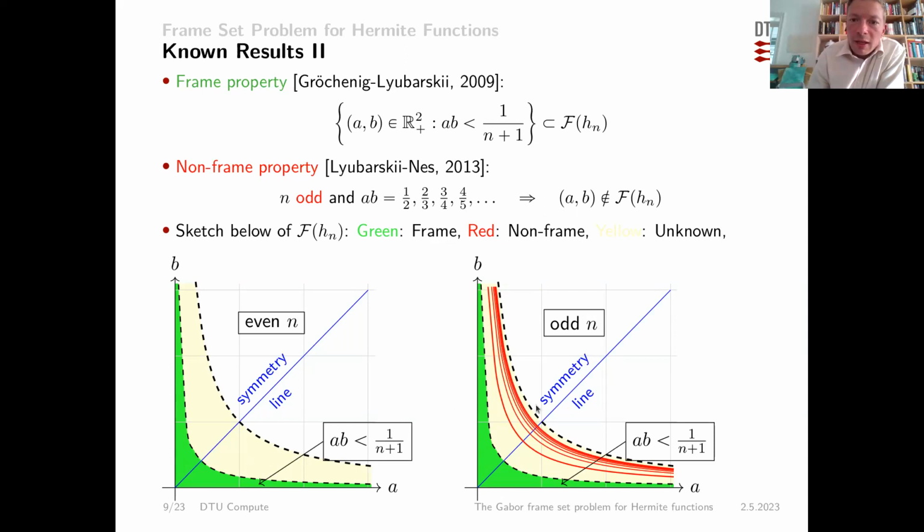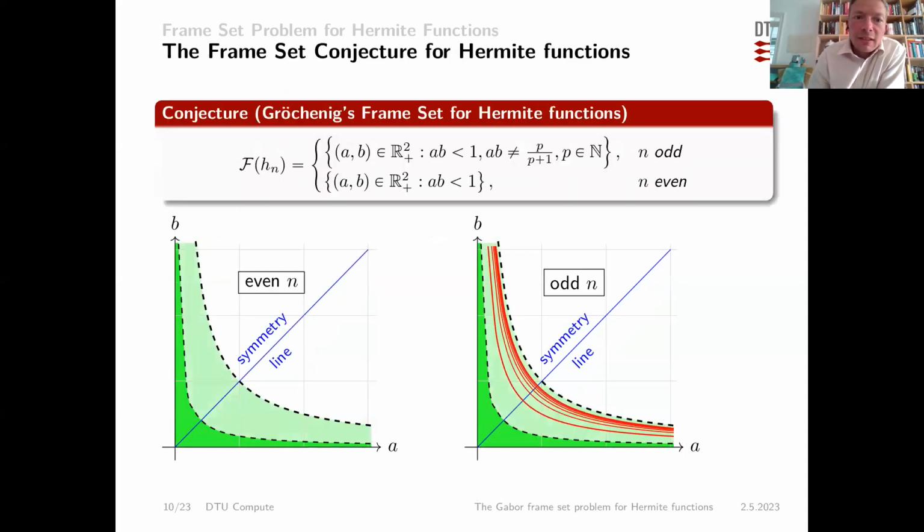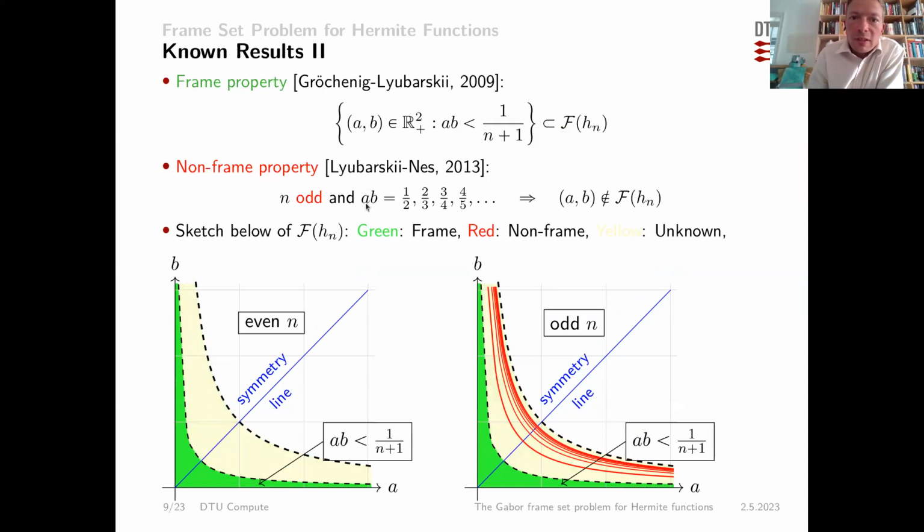And for the odd n, okay, there's a lot of hyperbolas that we need to look away from. So these are the non-frame property. They're marked by red. And again, the yellow area here is what's unknown. And the conjecture was simple, right? It said, okay, for every pair AB where we don't know, we suspect that it's part of the frame set, so it generates a frame. And so for even n, that would mean that the frame set would be as large as it's possible, and for odd n, it would simply just need to stay away from these hyperbolas listed here.